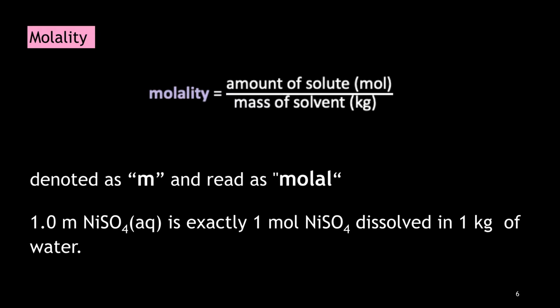Molality is a measure of concentration similar to molarity. The difference is in the denominator. Molarity is moles of solute per liters of solution. Molality is moles of solute per kilogram of solvent. The abbreviation for molality is the lowercase letter m. A 1 molal solution of nickel(II) sulfate is exactly 1 mole of nickel(II) sulfate dissolved in 1 kilogram of water.